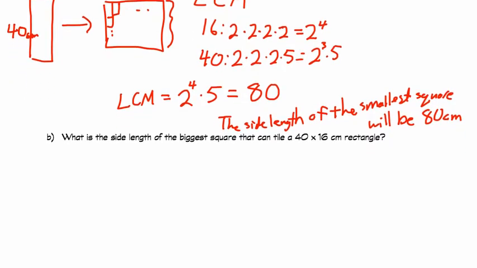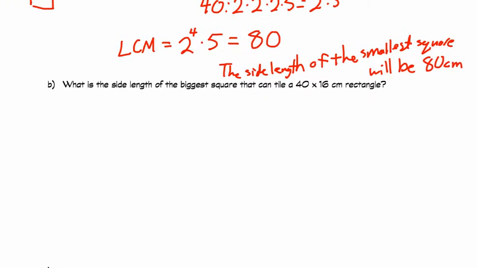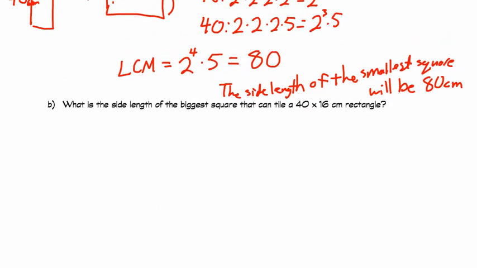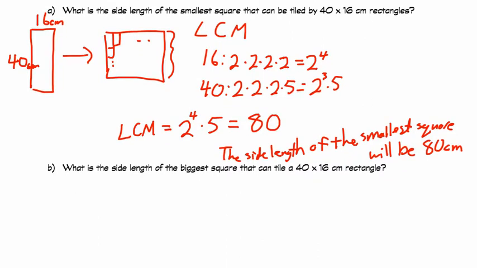Now we're going to look at what the side length of the biggest square that can tile a 40 by 16 centimeter rectangle is. So be careful of the wording between these two questions. In this first question, it was asking what is the smallest square that can be tiled by the rectangles. So the smallest square is looking for the least common multiple.